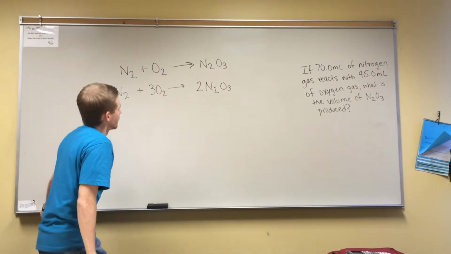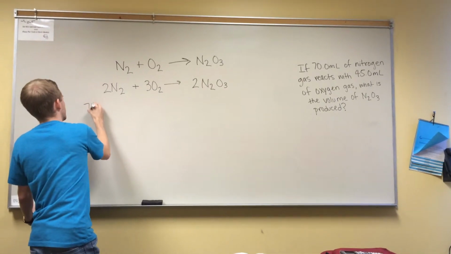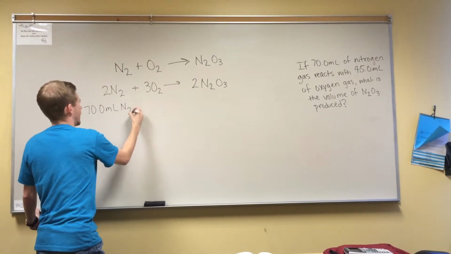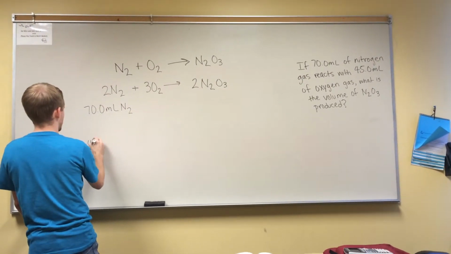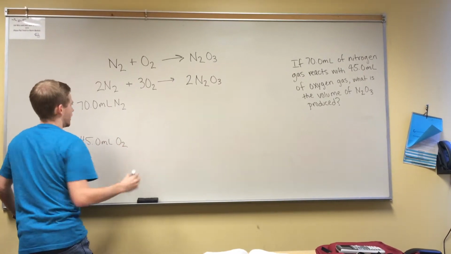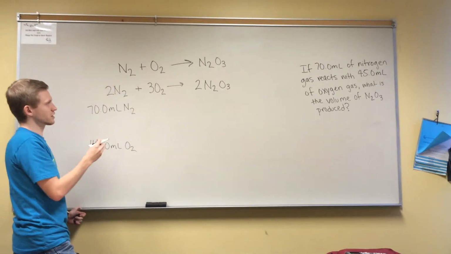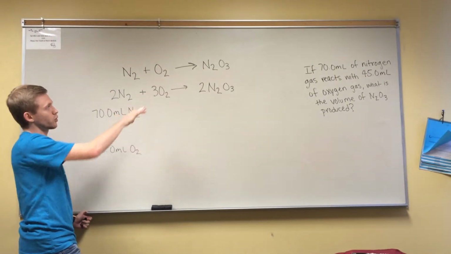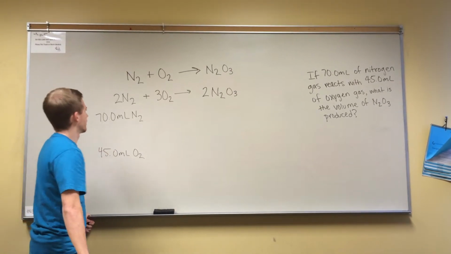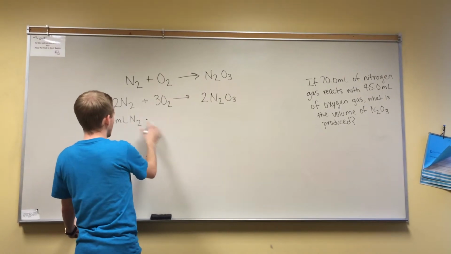Everything's balanced now. So the other things that we know is that we started with 70.0 milliliters of N2 and 45.0 milliliters of O2. And so the objective is going to be to find out which one of these two reactants is going to yield less N2O3, and that way we'll know which one's the limiting reactant and how much was actually produced.